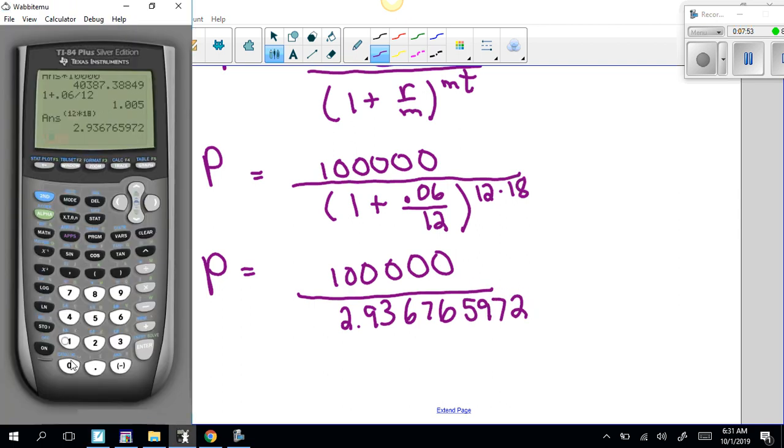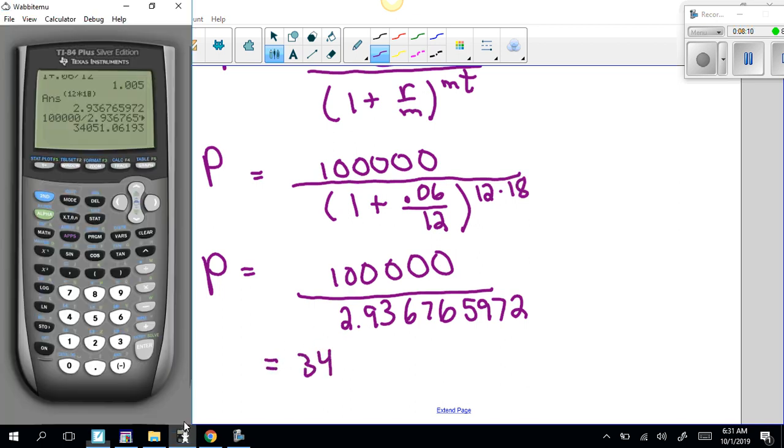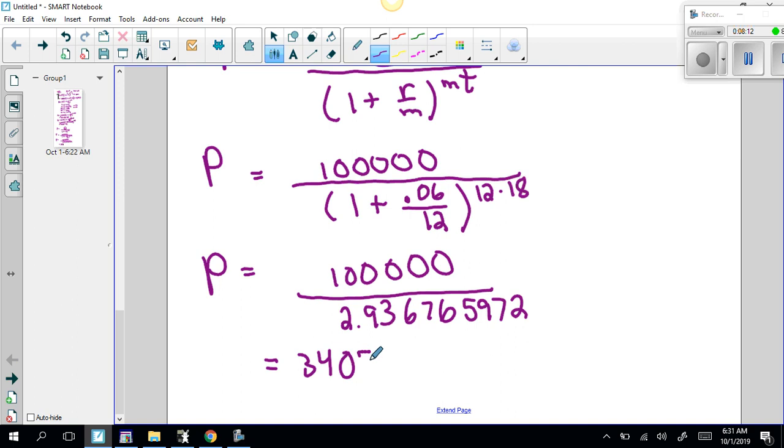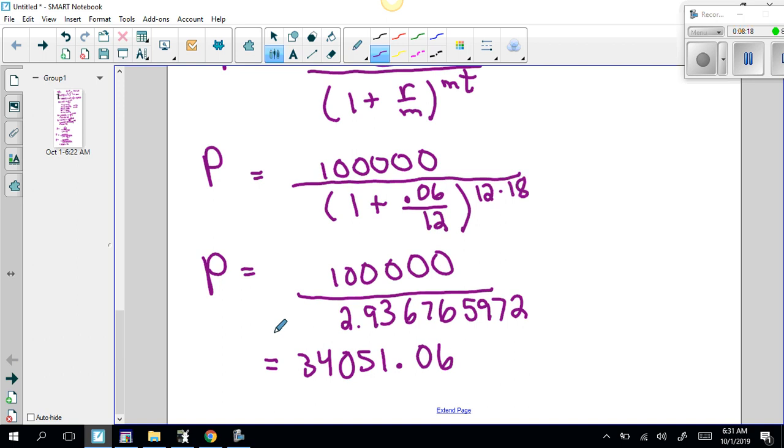Then I'm going to go 100,000 divided by 2.936765972. I needed $34,051. Look at the third decimal. That's a 106. That's what we needed when she was born, to have $100,000.